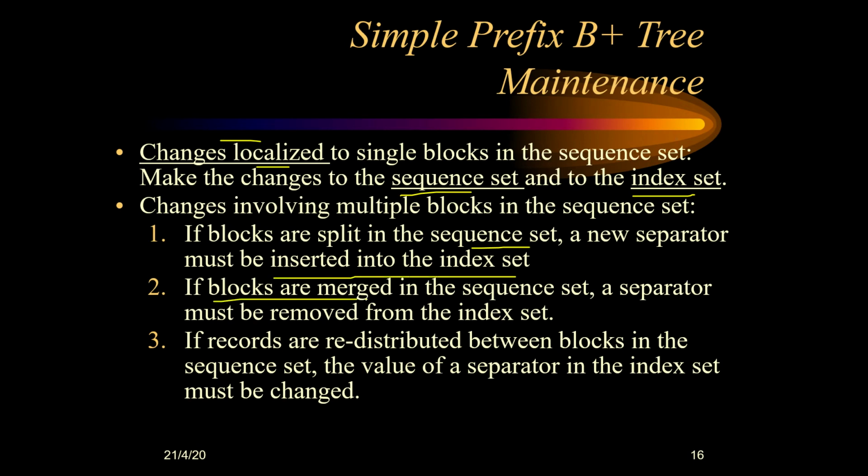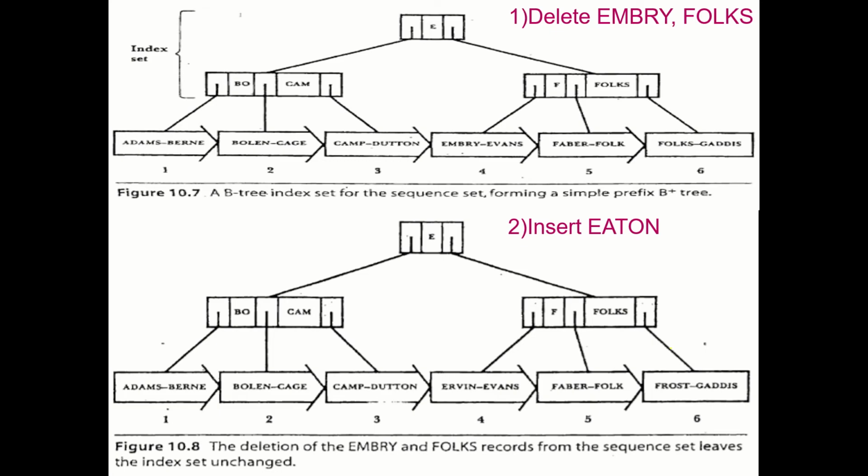And whenever a block is merged, that is, whenever a deletion is done and because of it the node falls below the minimum number of keys, we have to do merging. In that case, again we have to remove an entry from the index set. Another thing is, when redistribution is done between two or three sibling blocks, again the index set must be updated. So these are the main rules to keep in mind for maintenance of a simple prefix B plus tree. We will see this with an example.